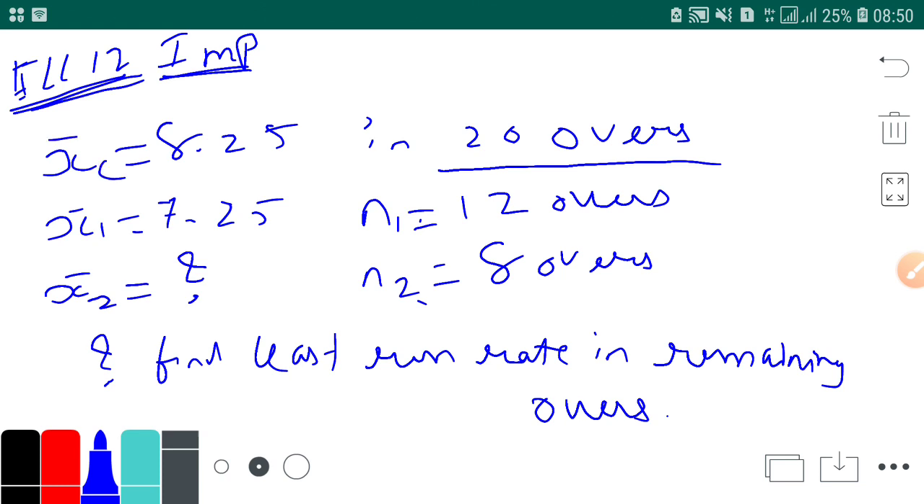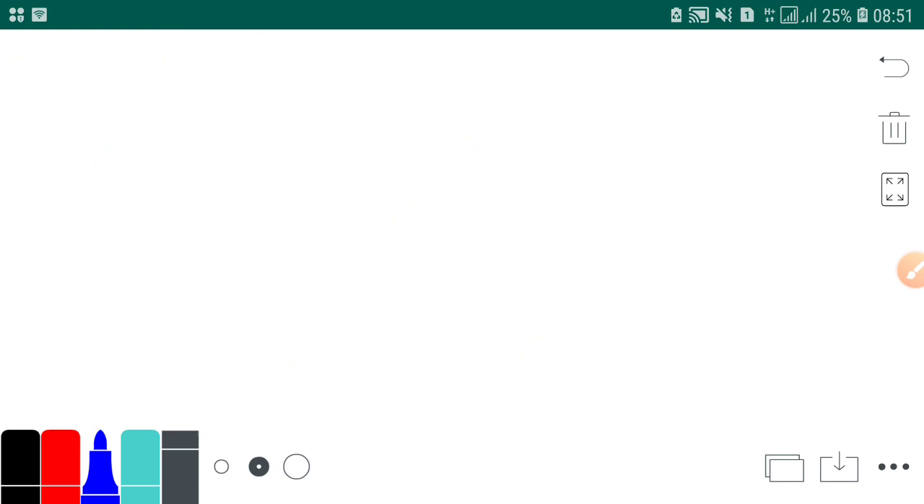Yes, this was the twist in the question. That combined mean was already given. You were asked to find the X bar 2. So this was the twist in the question. Okay, so now you got what are the figures? Yes or no? Yes.